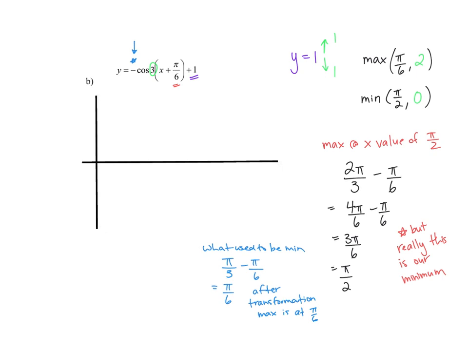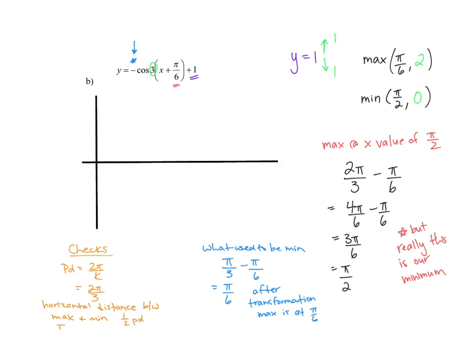So we can do a few of our checks just to make sure. We know that our period is 2 pi by k, and our k value is 3. So we know that it will take 2 pi by 3 for one cycle of this function to occur. And then we can double check the horizontal distance between the max and the min should be half of our period.